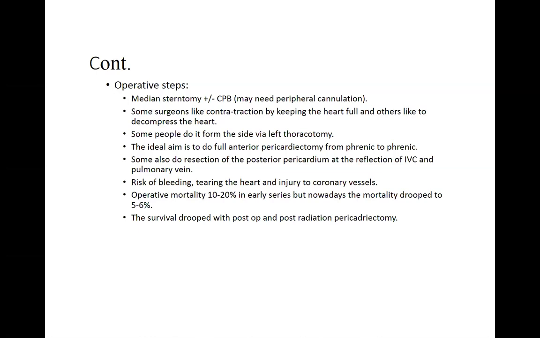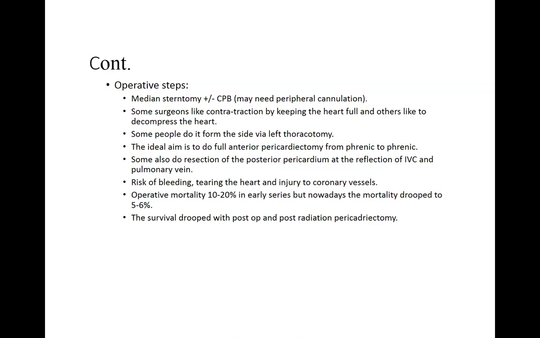As you said, the idea is to aim for full anterior pericardiectomy from phrenic to phrenic. Some people also resect posterior to the pericardium, especially at the IVC area, because these patients come with very bad lower limb edema and RV congestion. Sometimes the IVC itself is constricted, so some people will cut the pericardium all the way down to the IVC and make the IVC free.